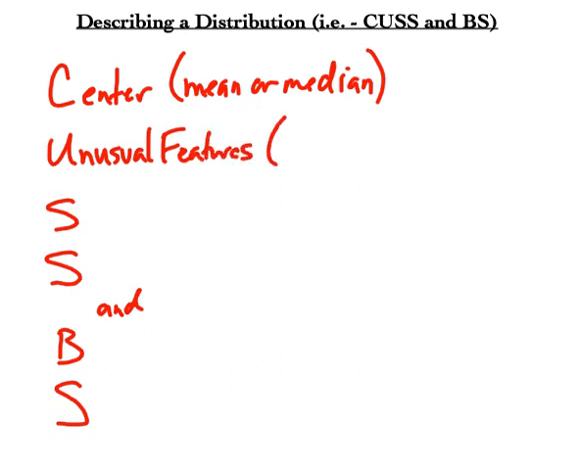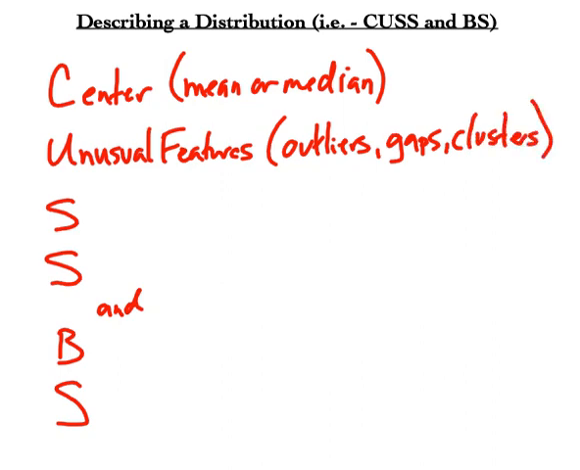And that would be things like outliers, any notable gaps in the data, any clusters or groupings in the data, that kind of thing. We want to talk about the shape of the distribution. And we also want to talk about the spread. What kind of a range or what kind of a measure of spread can we talk about?